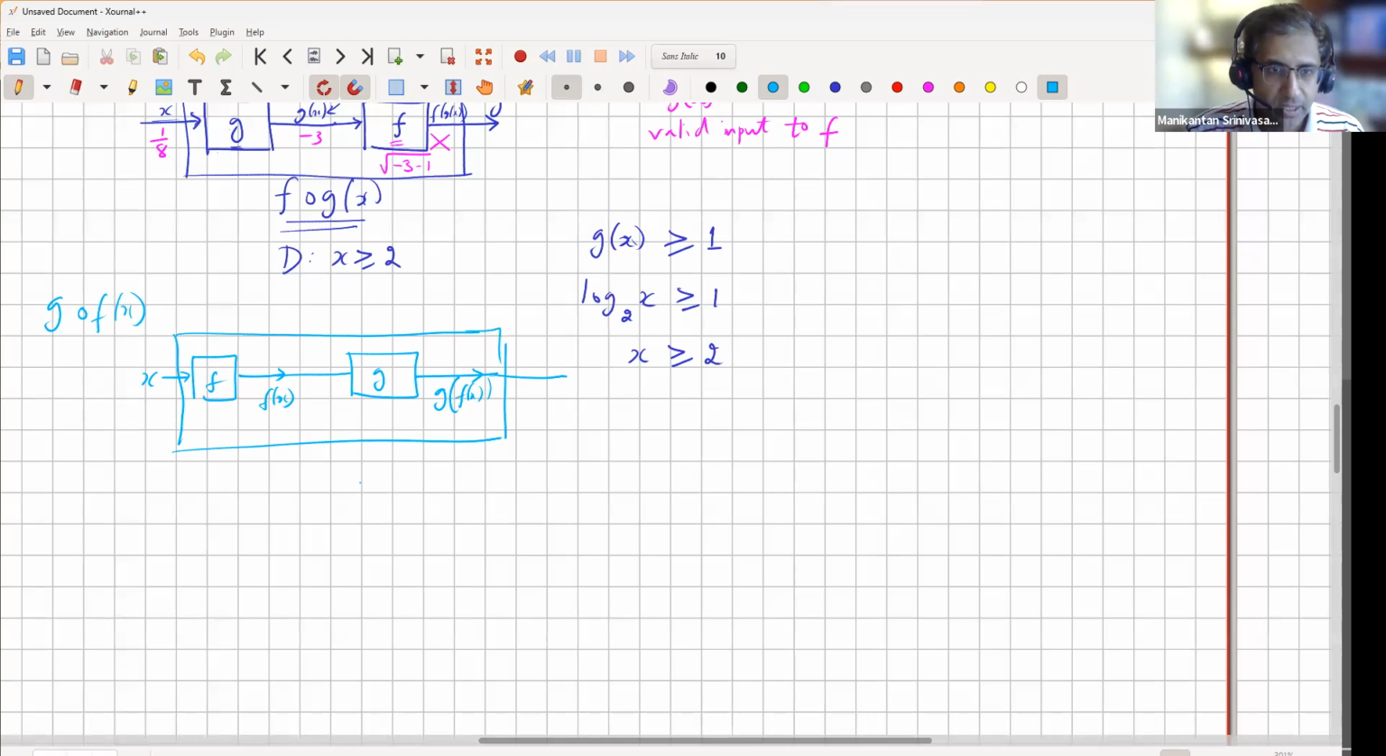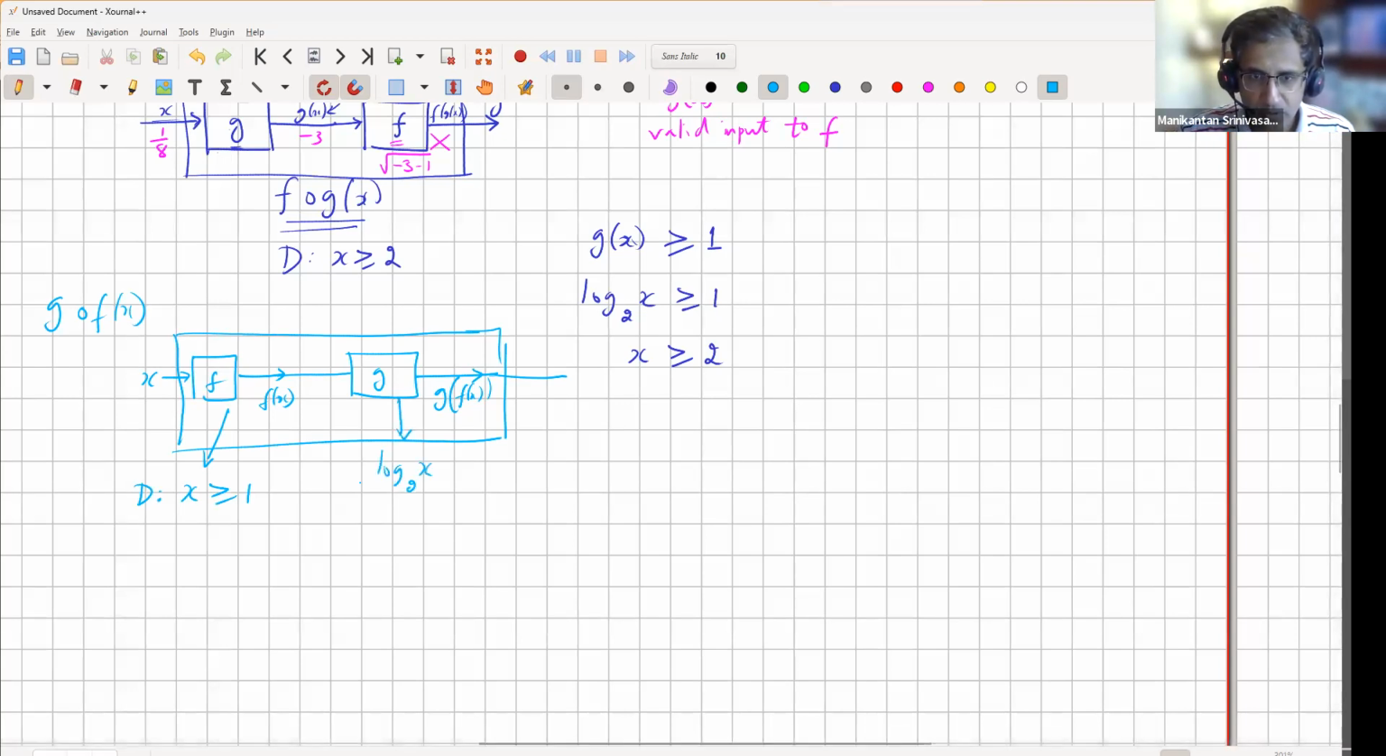Okay, so same thing. In this case, F is the root of X minus 1, so the domain for F is X greater than or equal to 1. Now, what is G? G is the log of X to the base 2, right?